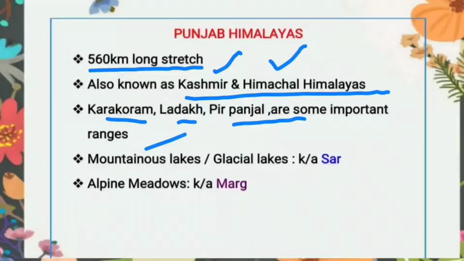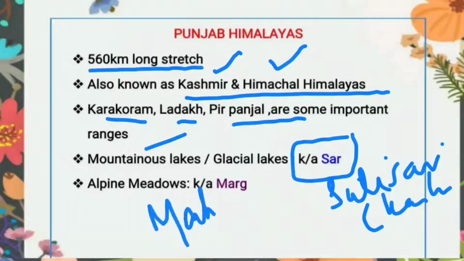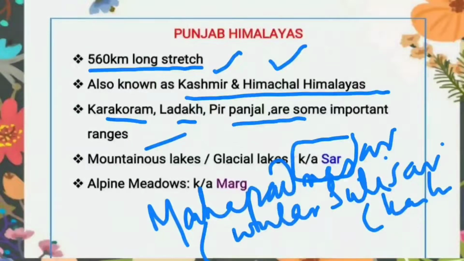Now, the mountainous lakes in the Punjab Himalayas, or the glacial lakes, are known by the name of Sar. For example, we know Krishan Sar, Man Sar, Surin Sar, Sati Sar, that is the previous name of Kashmir, or Mahapadma Sar, that is the name of Wular. So, Sati Sar for Kashmir and Mahapadmasar for Wular. So these are some of the mountainous or glacial lakes.